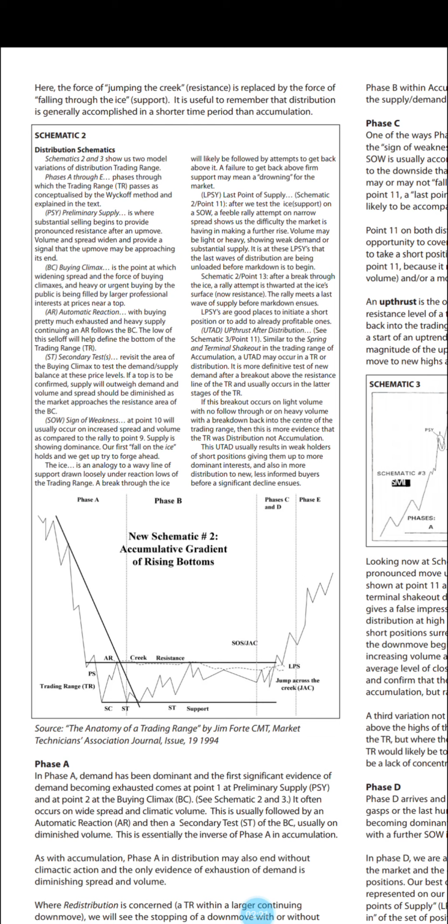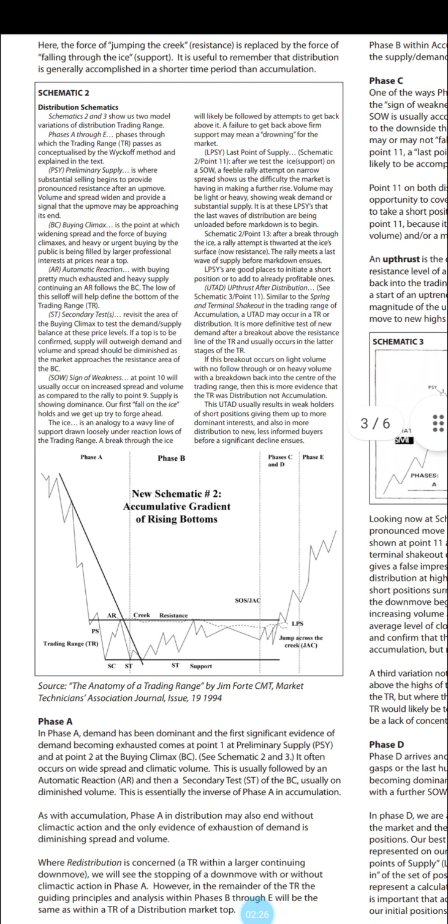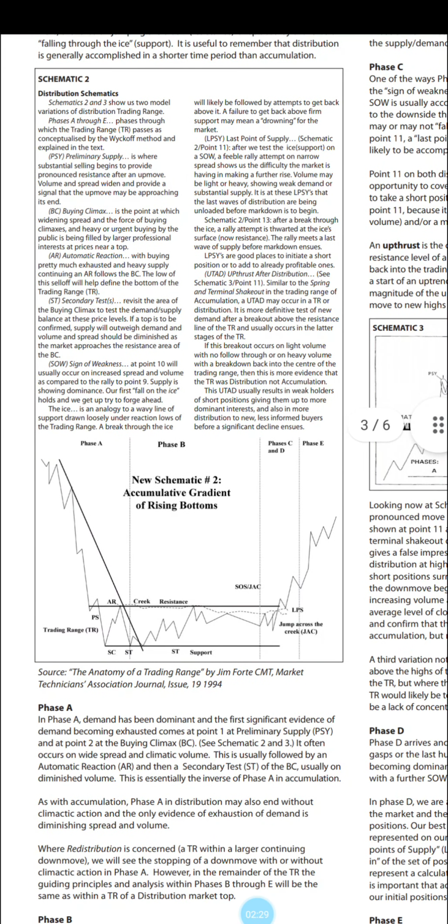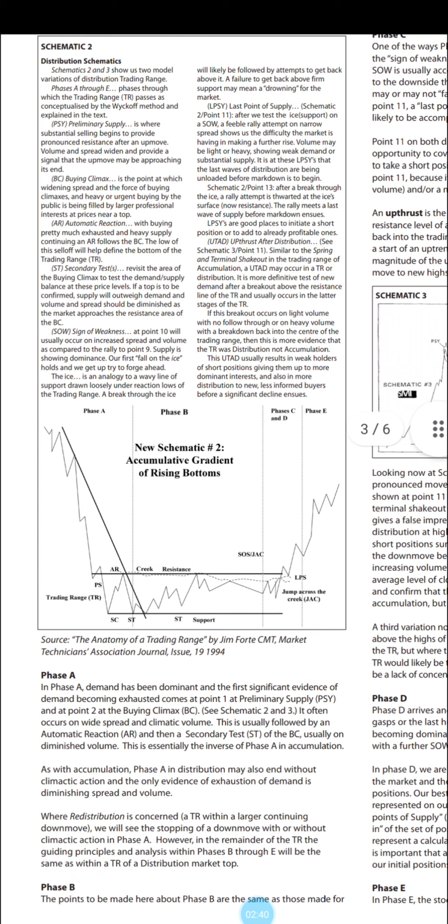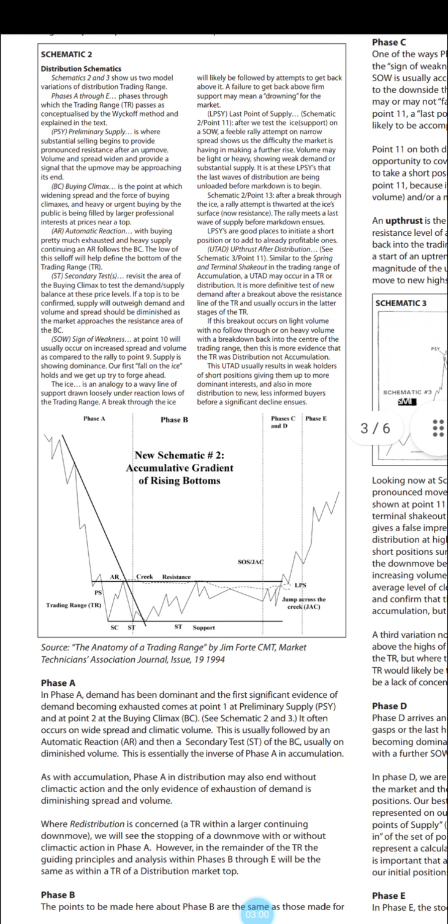Phases through which the trading range passes as conceptualized by the Wyckoff method and explained in the text. Preliminary supply is where substantial selling begins to provide pronounced resistance after an up move. Volume and spread widen and provide a signal that the up move may be approaching its end. Buying climax is the point at which widening spread and the force of buying climaxes, and heavy or urgent buying by the public is being filled by larger professional interest at prices near a top. Automatic reaction, with buying pretty much exhausted and heavy supply continuing, an AR, which would be an automatic reaction.